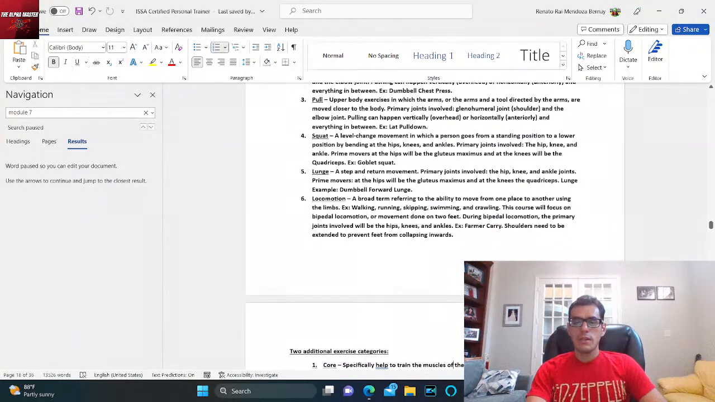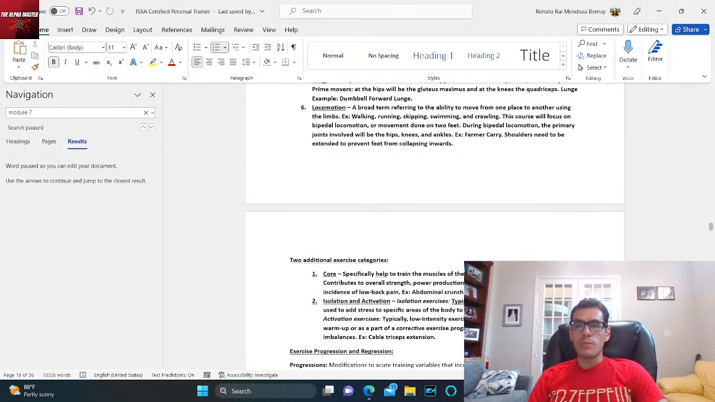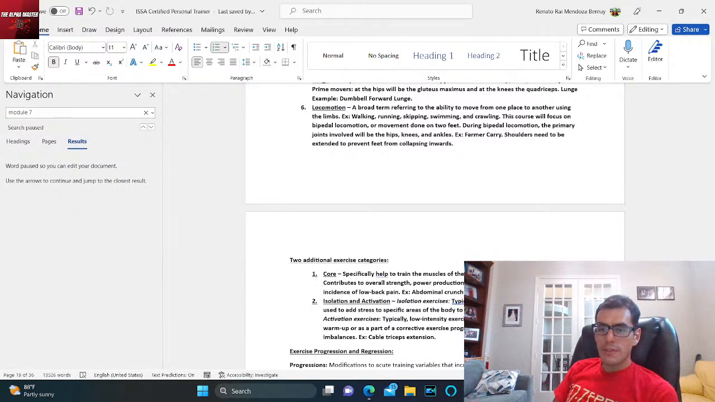The shoulders need to be extended to prevent the feet from collapsing inwards. Now, two additional exercise categories are going to be the core.